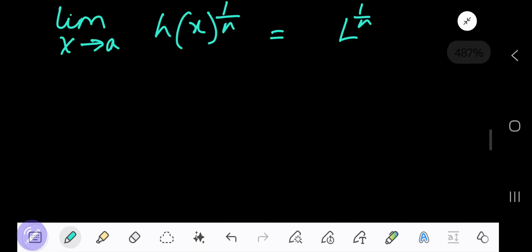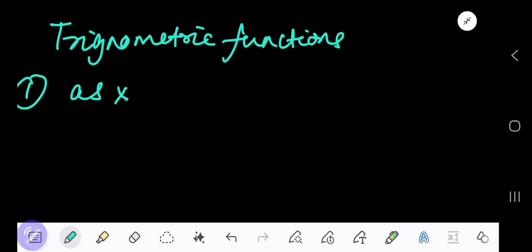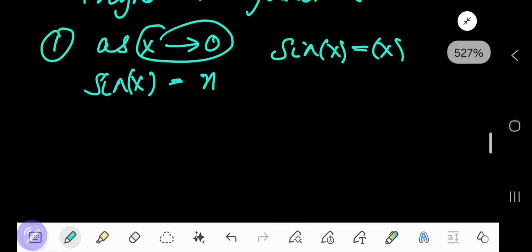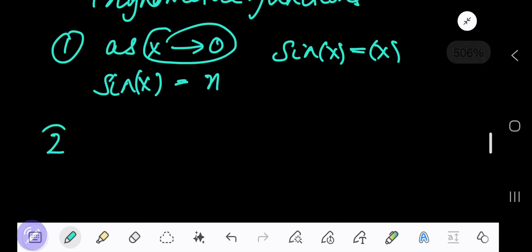Now I'm going to talk about trigonometric functions in limits. What do these trigonometric laws say? Our first one is that as x approaches 0, sine x is equal to x. So as x approaches 0, sine x is just equal to x. This is our first trigonometric rule or law.